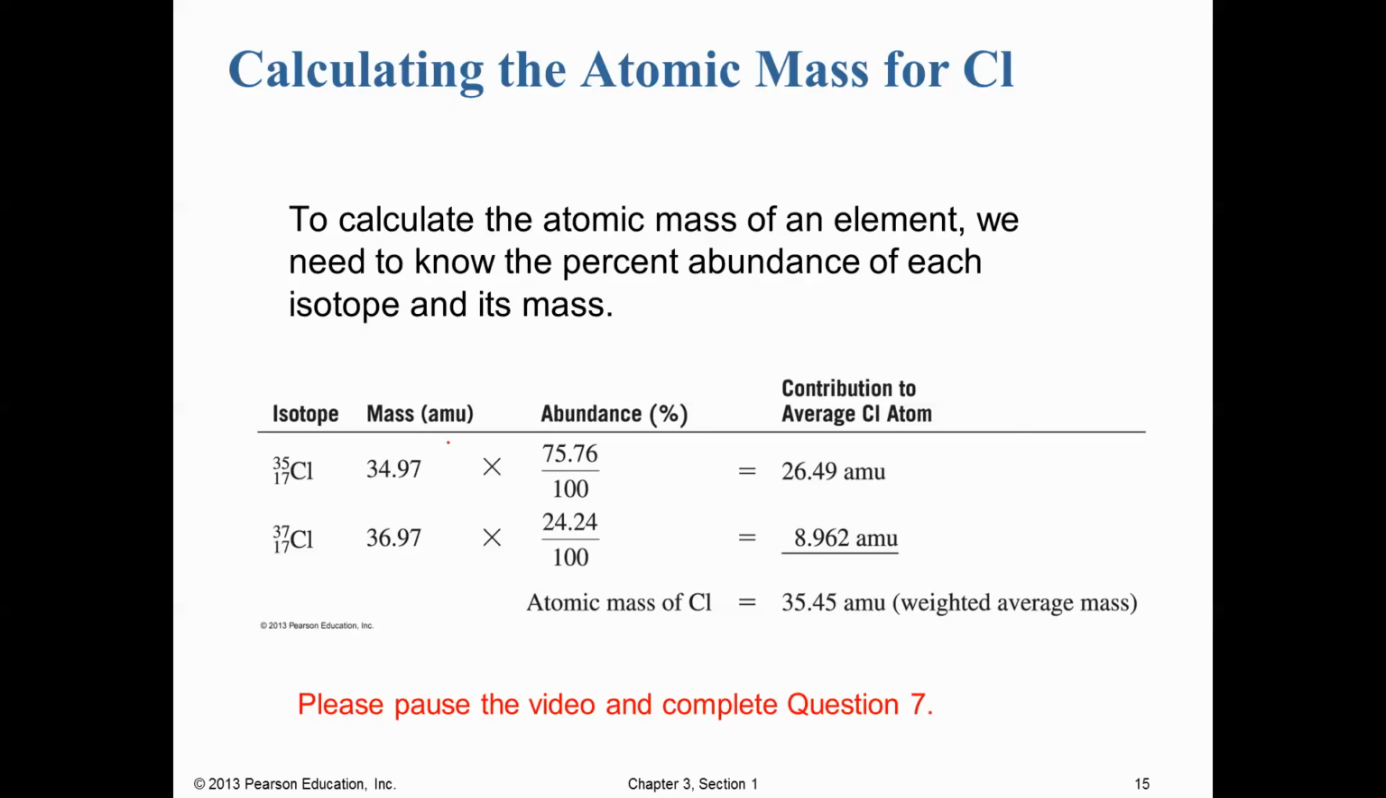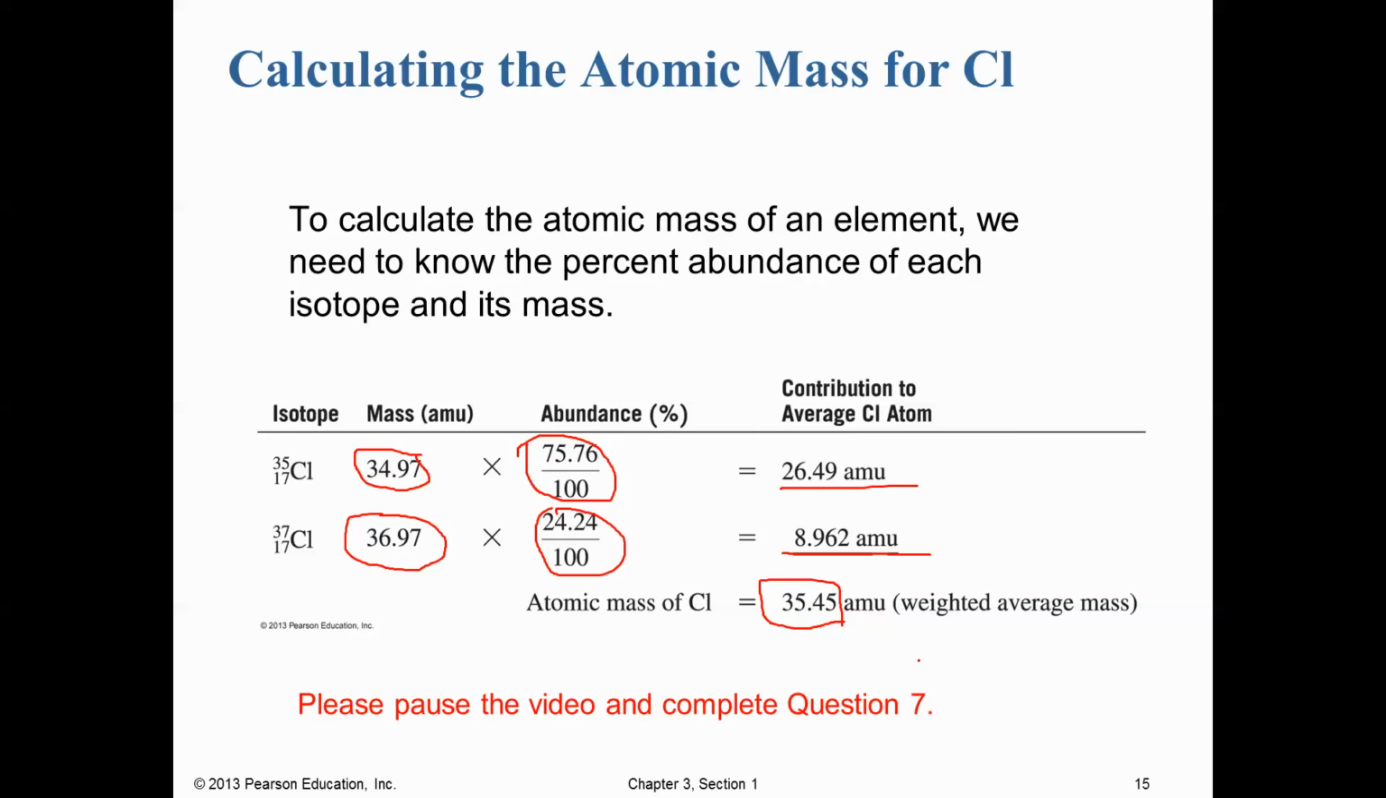And so if we scoot on to the next page here, it shows how we do this calculation. So we take our mass, and this would be probably given in your problem, and we use the percentage, we turn it into a ratio over 100, and we multiply these together. And we end up with 26.49 AMUs. We're going to do the same thing for our other isotope, take our mass in AMUs, then use the percentage. These would be given in the problem, multiply those together. We end up with our 8.962, and when we sum these together, we end up with 35.45 atomic mass units.